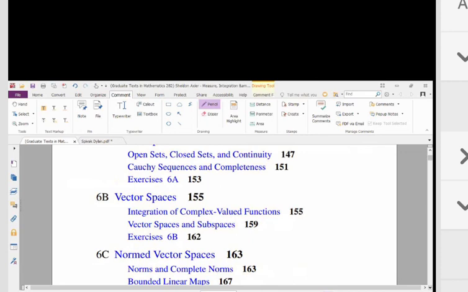But we see this definition in this session: vector spaces, integration of complex valued functions, and in the next session we will talk about vector spaces and non-vector spaces. Please, I see this definition and okay.